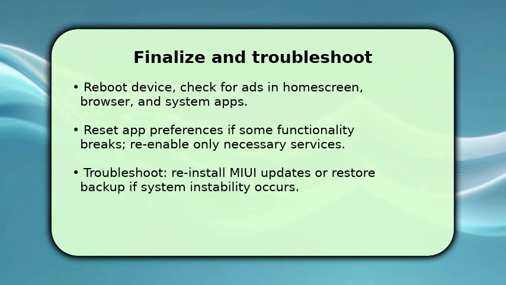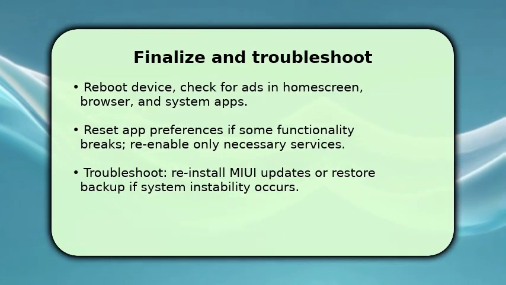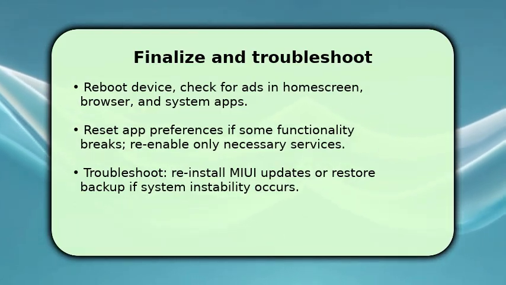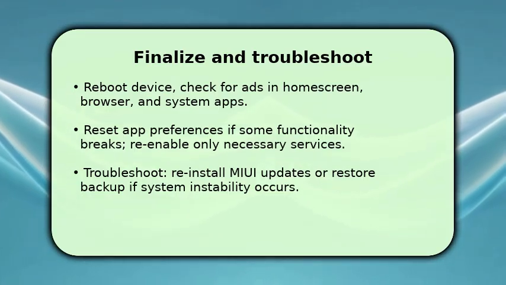If an update or change causes instability, restore from the backup you made or reinstall MIUI updates to recover system integrity. This is the key troubleshooting step to fall back on.